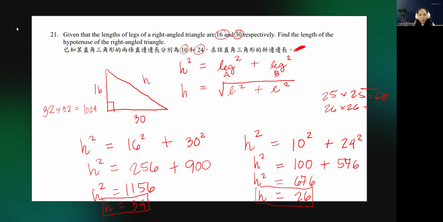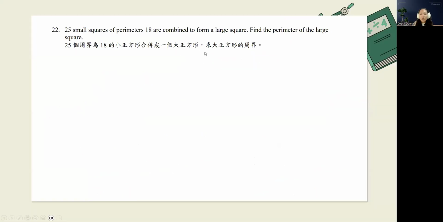So, proceed. 22. For 22, we have 25 small squares. If perimeters 18 are combined to form a larger square, find the perimeter of the large square. All right. So again, we have 25 small squares of perimeter 18. Okay. 25 small squares. Perimeter is 18.